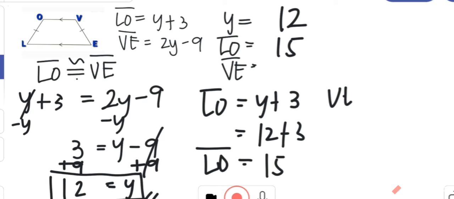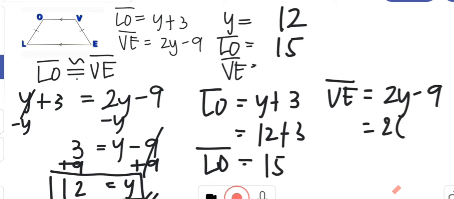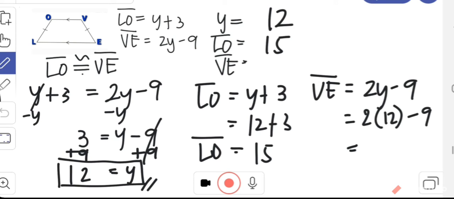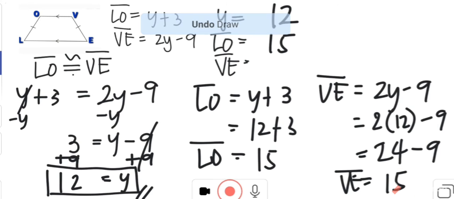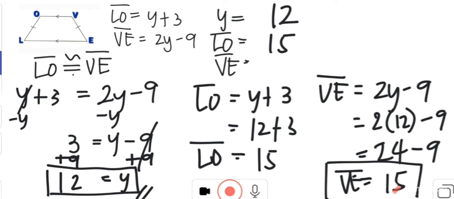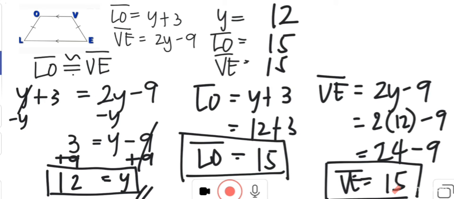Let's solve VE, just to check: 2y minus 9. That would be 2 times 12 minus 9. And what is 2 times 12? Correct. 24 minus 9 is equal to, very good, 15. Now, you see that the measure of VE and the measure of LO are equal because the legs of an isosceles trapezoid are congruent.